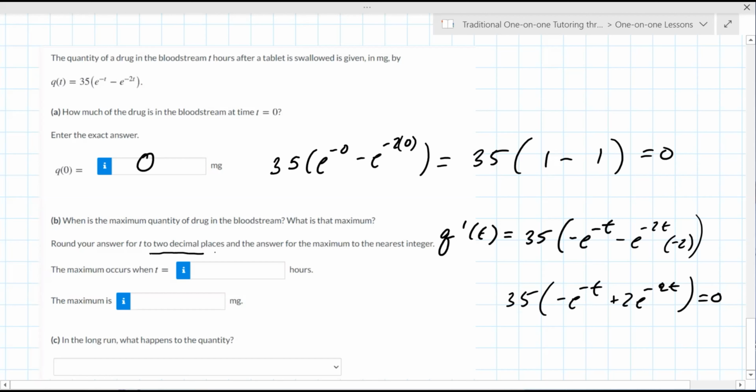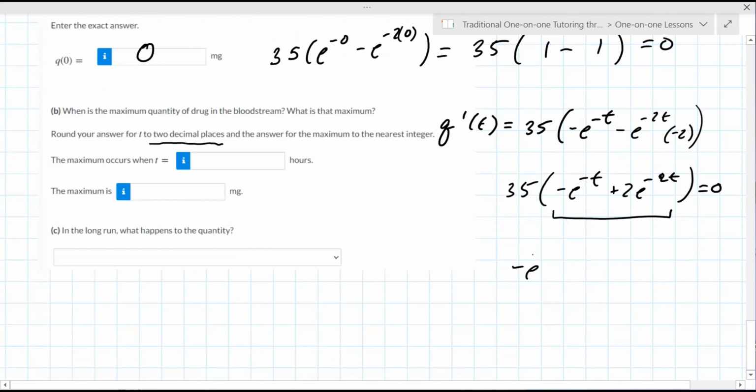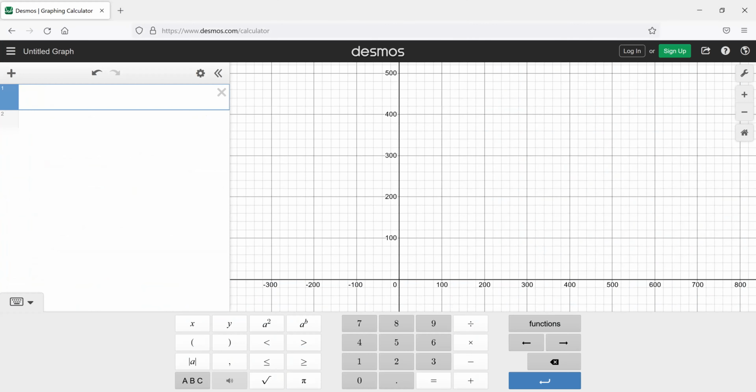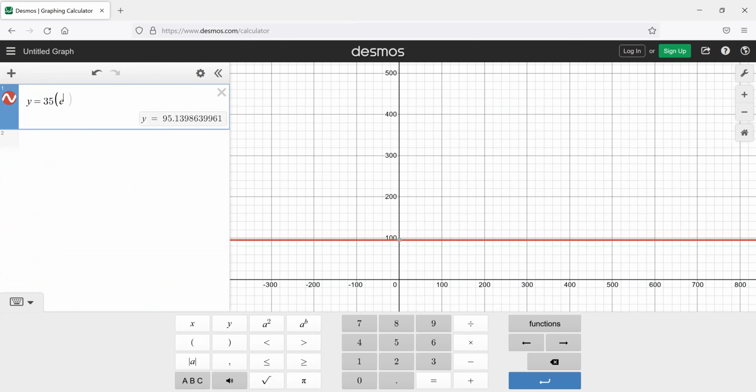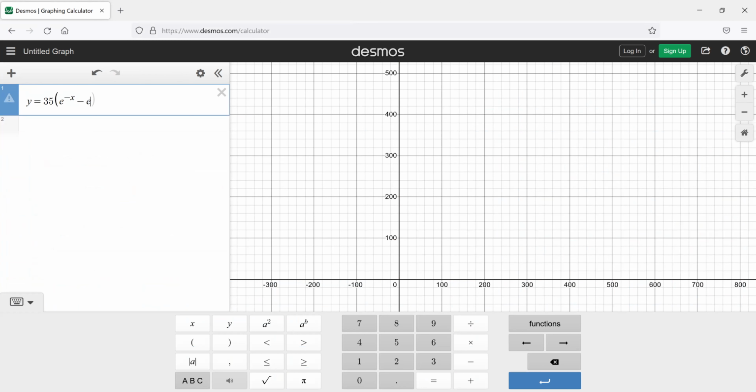Because they're asking for 2 decimal places, this may actually end up just being a calculator problem. You would set this equal to 0, the minus e to the minus t plus 2e to the minus 2t. Problem is that there's not really a known way to solve this. So I'm going to just share the calculator, and we'll do it that way. And I'm going to graph the original. So you don't graph the derivative, you can, but it's not the thing that's of interest. What is of interest is the original function. Okay, and I'm going to hit home because my window is really messed up.